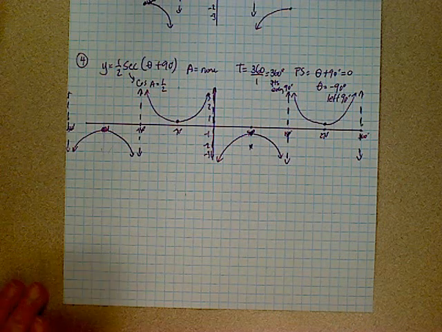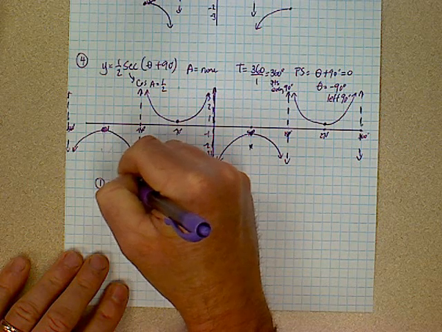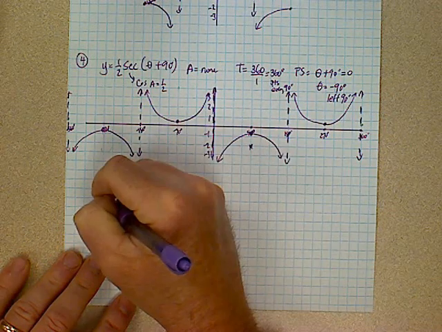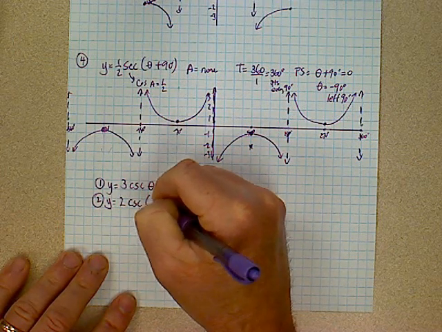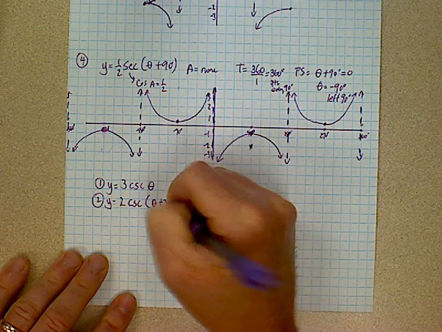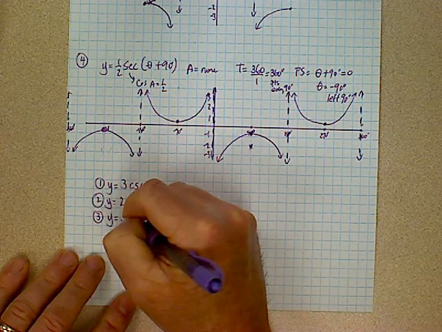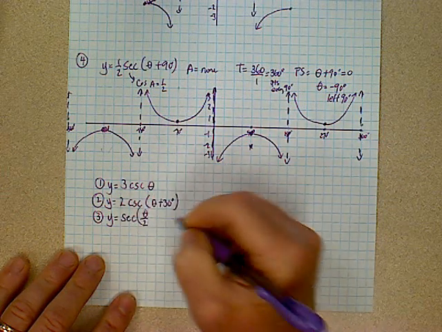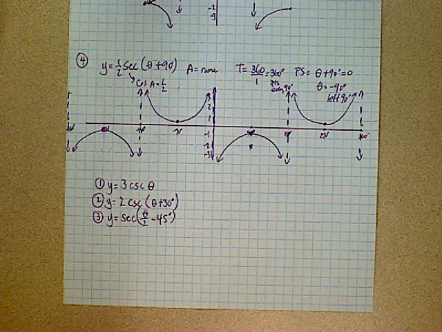All right, so your homework questions for today. Again, just 3 questions. Number 1 is going to be y equals 3 cosecant theta. Number 2 is going to be y equals 2 cosecant of theta plus 30 degrees. Last one for homework today is going to be y equals secant of (theta divided by 2) minus 45 degrees. And again, I'll post an answer sheet for you tomorrow so you can check it out.